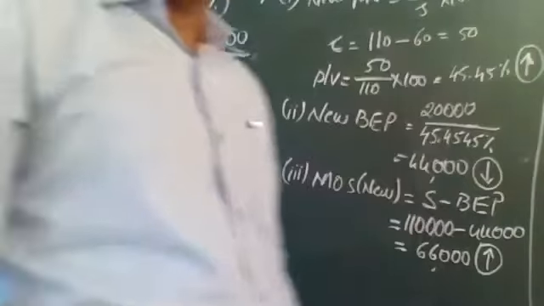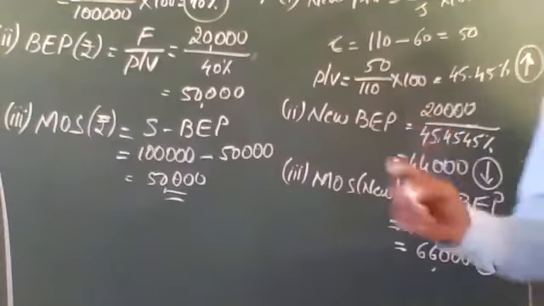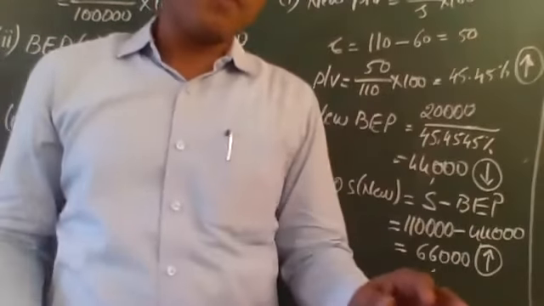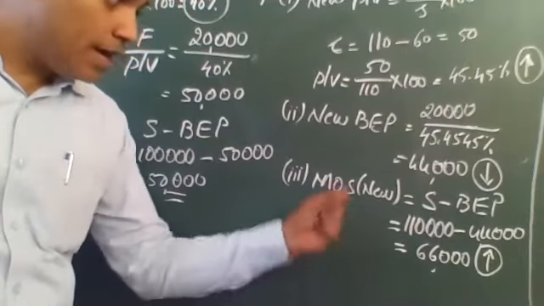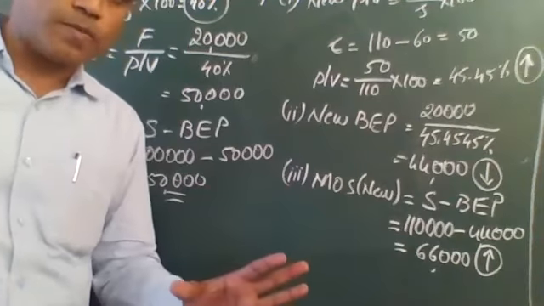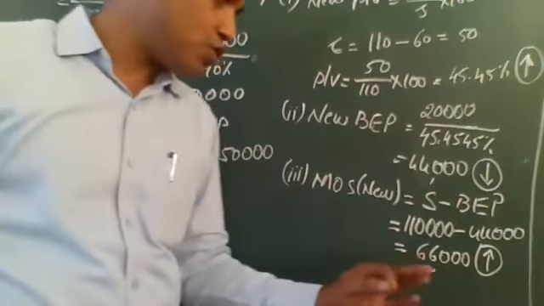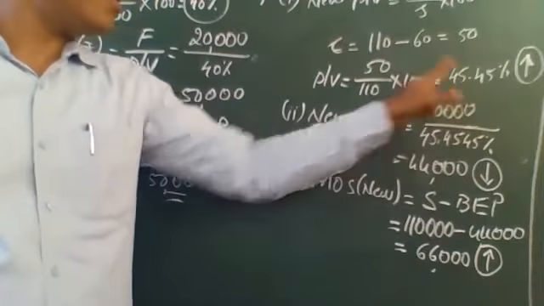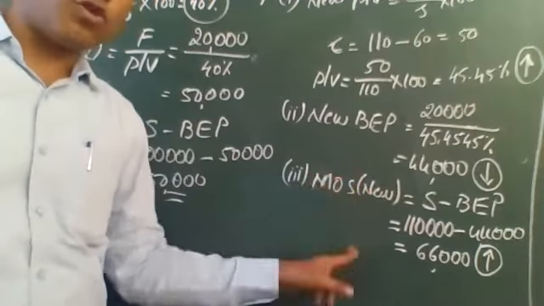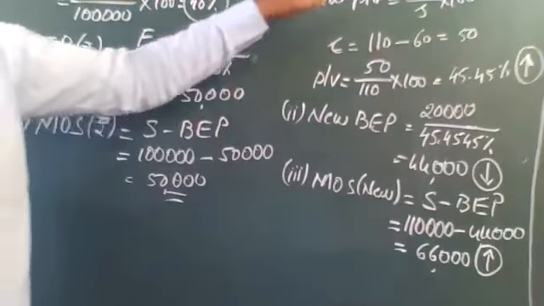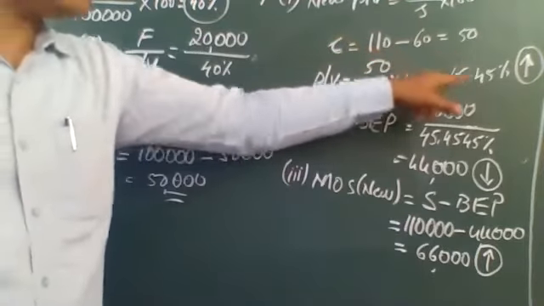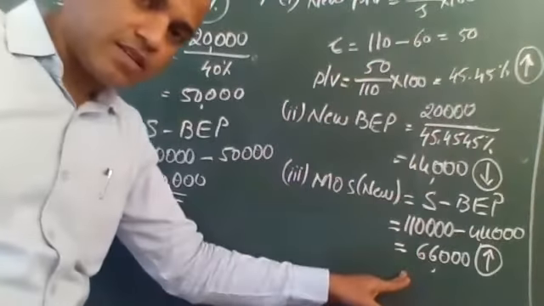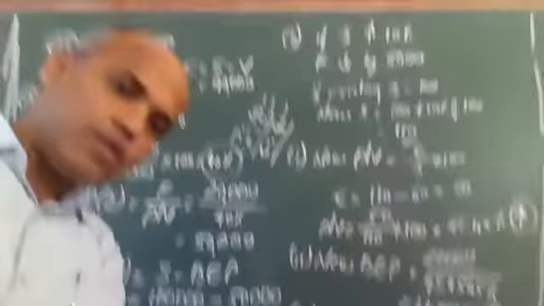Now your comment for this problem would be, when there is a change in the selling price, the first and foremost important point I want you to remember is that it is going to affect the PV ratio. When there is a change in the selling price, the PV ratio has changed and therefore the BEP and MOS also changed. Now, because there is an increase in the selling price, the PV ratio increased, the break-even point decreased, and the margin of safety has increased.